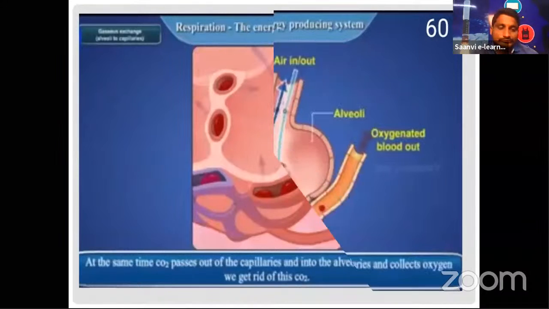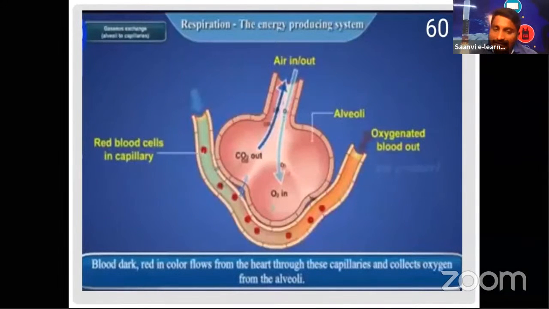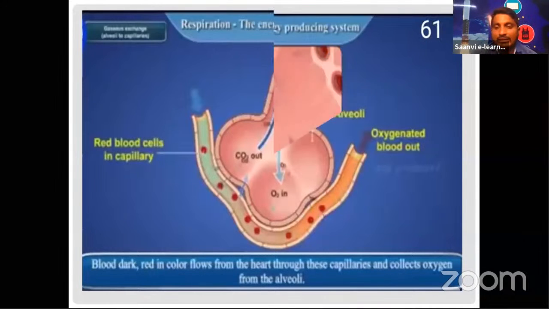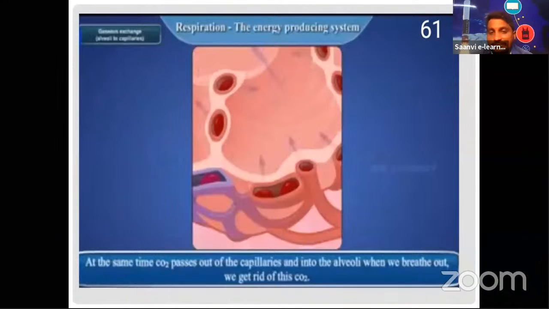See here, dark red blood flows from the heart through these capillaries and collects oxygen from the alveoli. At the same time, carbon dioxide passes out of the capillaries. Out of the capillaries to where? To the lungs, and into the alveoli. When we breathe out, we get rid of this carbon dioxide.